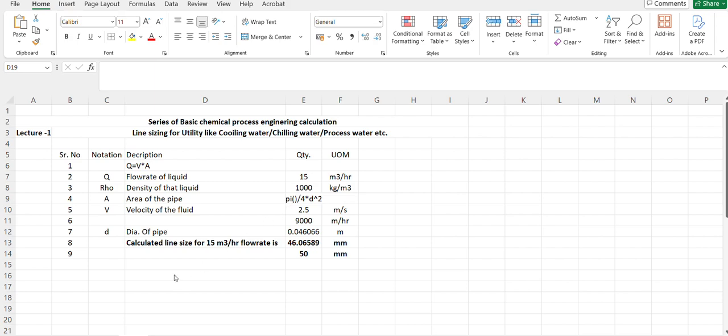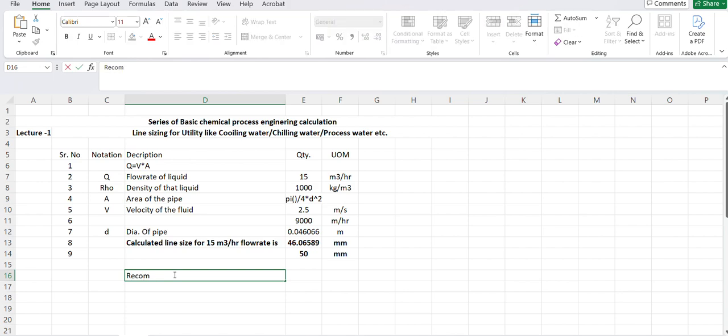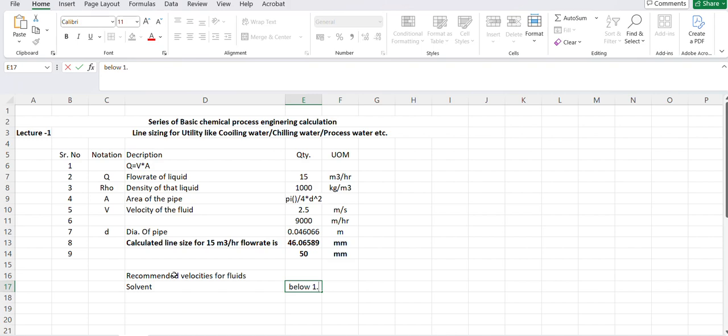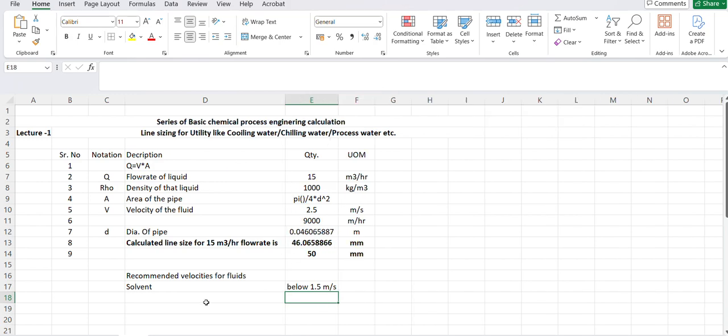So we will just write down some recommended velocities for the fluids. With the help of that velocity, you can calculate the line size from the above reference calculation. For solvents, keep velocity below 1.5 meter per second to avoid the friction and the static charge generation.